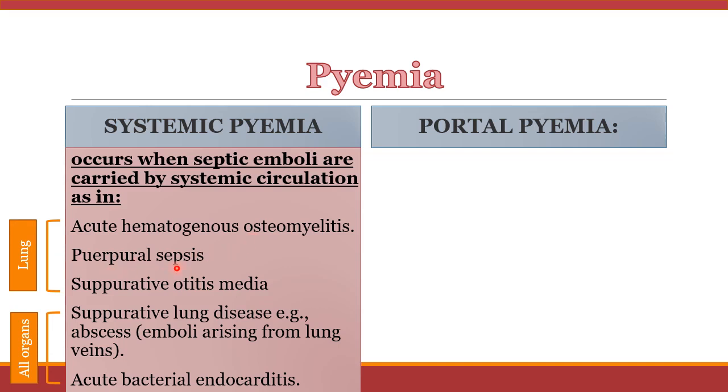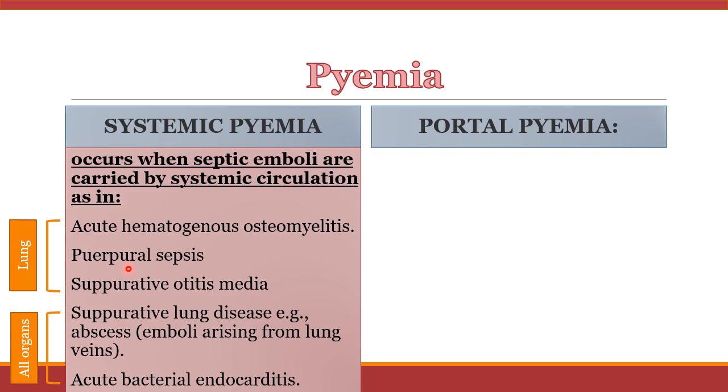There is another inflammatory disease in the uterus called puerperal sepsis. This is a severe uterine inflammation happening after labor. After a lady is pregnant and then she delivers, sometimes there is inflammation of the uterus. If the uterus has this inflammatory focus, the emboli will travel in the venous circulation and also will reach the lung eventually.